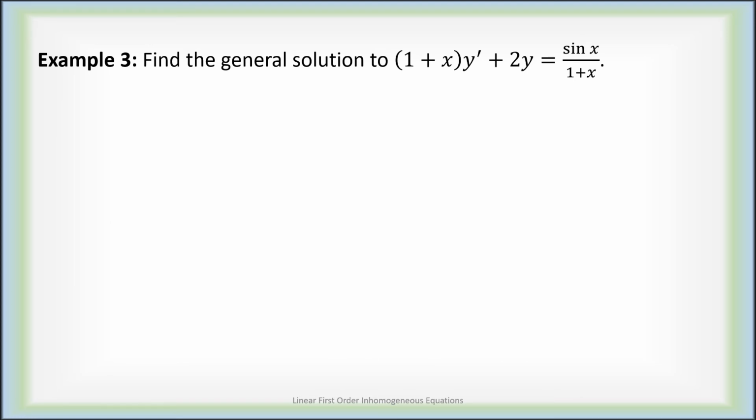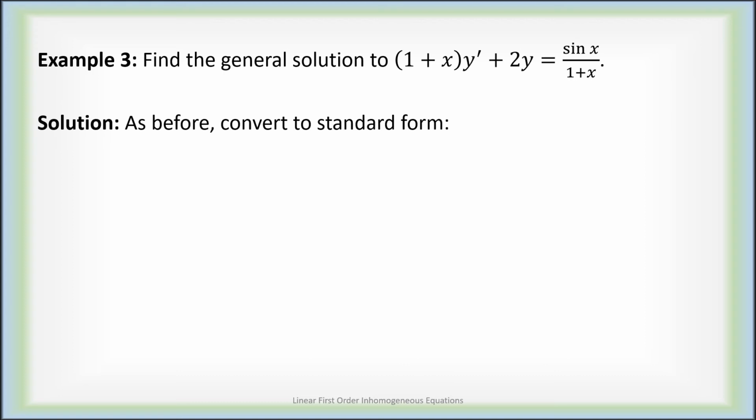And now, let's find the general solution, in other words, all possible solutions, to (1 plus x) y prime plus 2y equals the sine of x over 1 plus x. So we begin by converting to standard form by dividing out that leading coefficient of 1 plus x. We obtain y prime plus 2 over 1 plus x times y equals the sine of x over (1 plus x) squared.